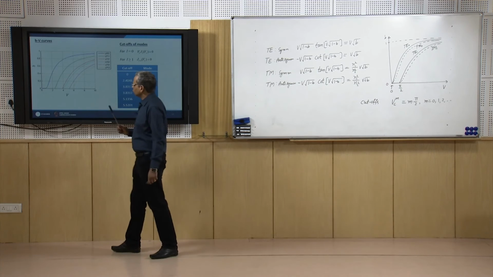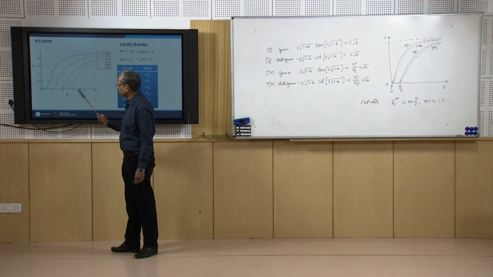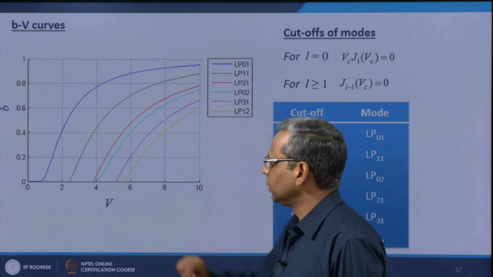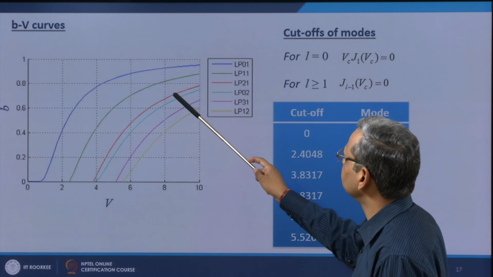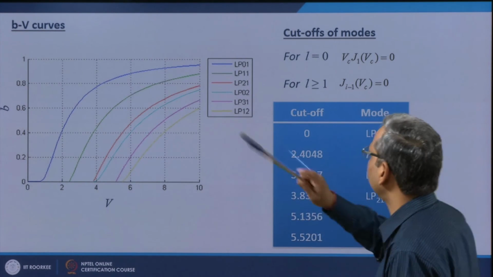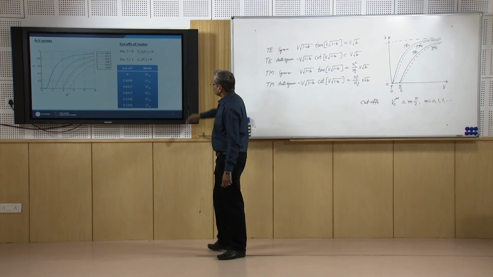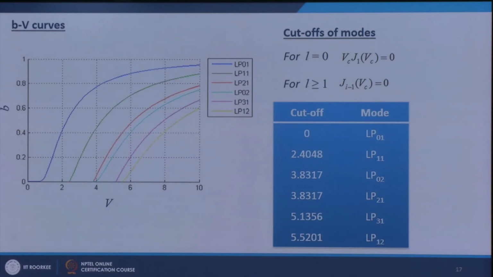So, if I do that, for different values of B and different values of V, I can find out the propagation constants and plot them. This is the LP01 mode, this is the LP11 mode, this is LP21, 02, 31, 12 and so on. The cutoffs of the modes are not straightforward; they are the solutions of these equations, where J are the Bessel functions. By finding the zeros of these Bessel functions, I can find the cutoffs. So, these are the cutoffs of the first few modes.